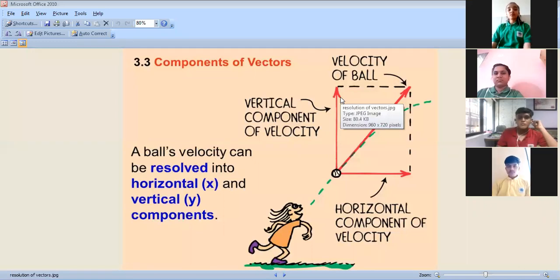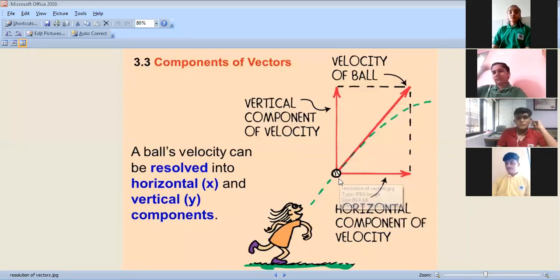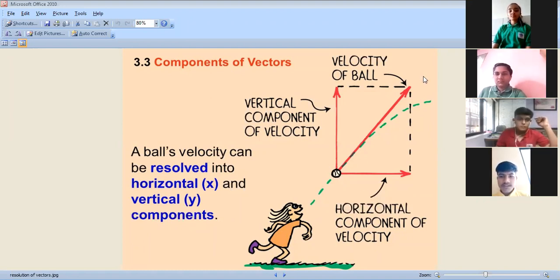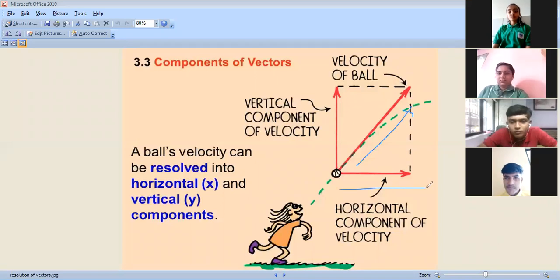A ball is being thrown by a girl. This ball is simultaneously moving in horizontal direction and in vertical direction also, right? This is the resultant part of the ball, and this resultant has been divided into two components, that is horizontal and vertical component.